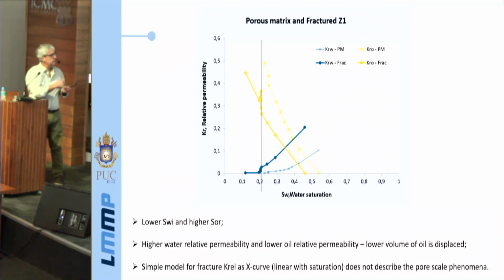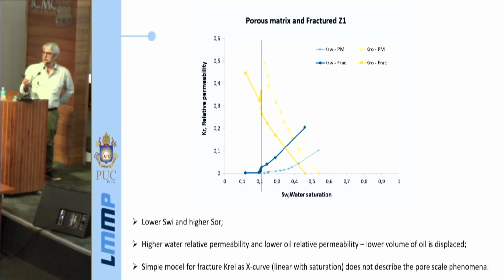Again, what we are moving to now is what Vivian is working on, which is to try different geometries of fracture and then come up with a correlation. How can we associate the geometry of the fracture to these changes on the relative permeability curve that we get with respect to the porous matrix?